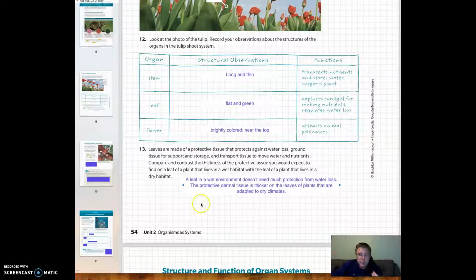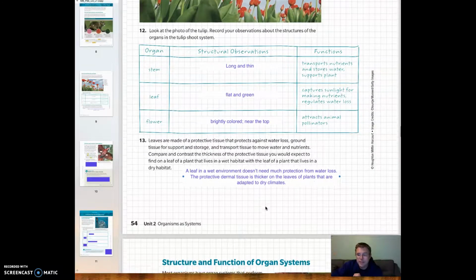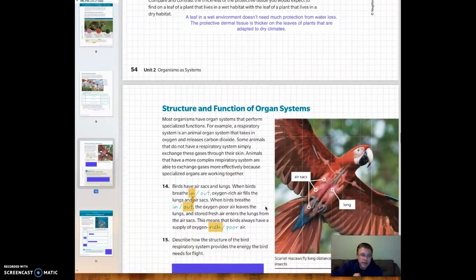Now, if this plant is in a dry climate, this protective dermal tissue is going to have to be thicker. And that thicker tissue is going to help keep water in, prevent water loss, because every droplet of water is precious if we are in a dry climate. So just depending on the function that's necessary, we're going to see different structures, different structural adaptations to the environment.